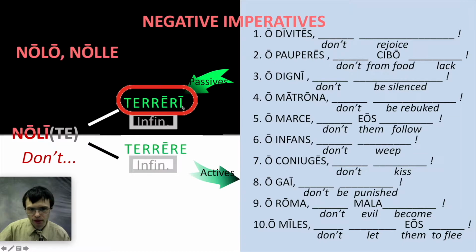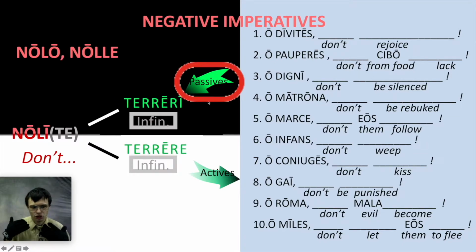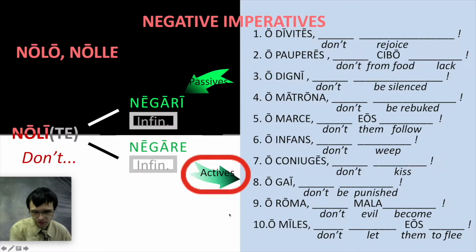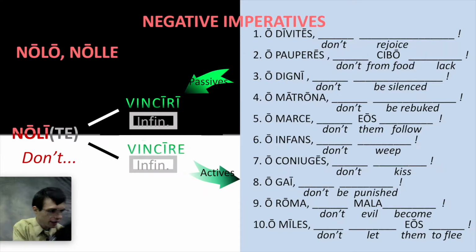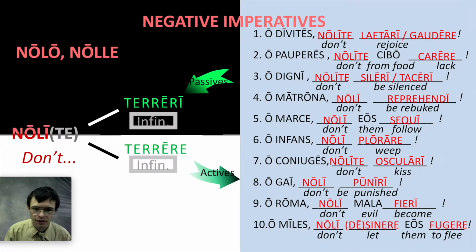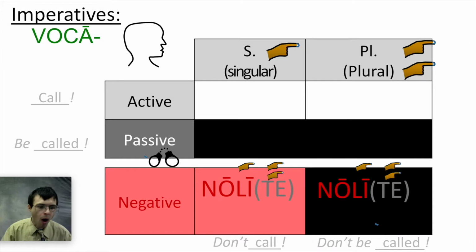And of course, you want to think of the passive imperatives up here as an action incoming to the subject, whereas the active ones down here are an action outgoing away from the subject. And the answers for the exercises over here are that. All right, so now you know how to do all the imperatives in Latin. So let's put them all together on a single graph.